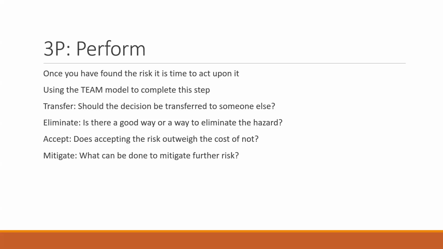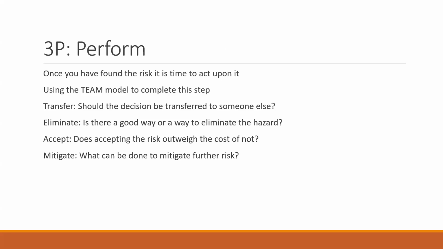Accepting. So does accepting the risk outweigh the cost? In the case of an engine out, you kind of have to accept the risk at that point. Mitigate. So what can be done to mitigate the risk further? In the case of an engine out, you have a checklist. The last thing on the checklist is making sure that your doors are open when you land. In the case that your airplane lands pretty hard, it could happen that the doors jam shut and you can't get out. So one of the things we do just before we land is pop the doors open to make sure that we can get out of the airplane. And that's something that you can do to mitigate the risk further.